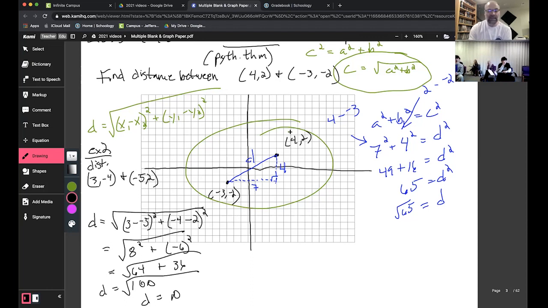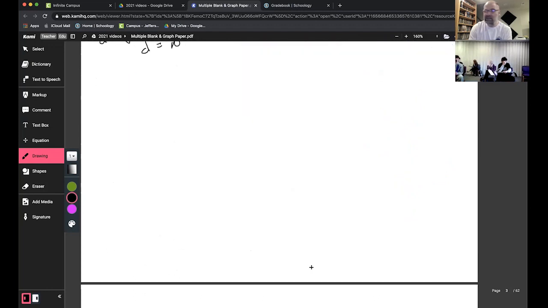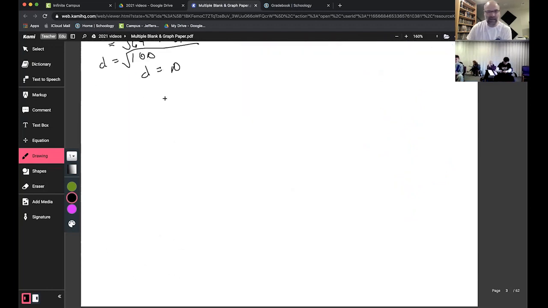Okay, so let's move on to slope. Now slope, remember, slope calculates what over what? Do you guys remember the two R words? Who said it? Audrey? Rise over run. That's right, rise over run.